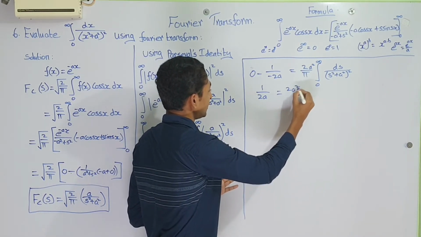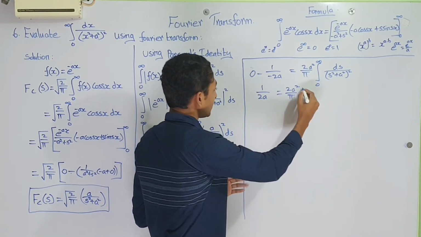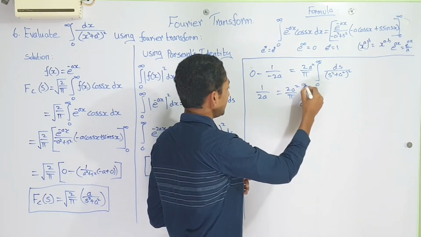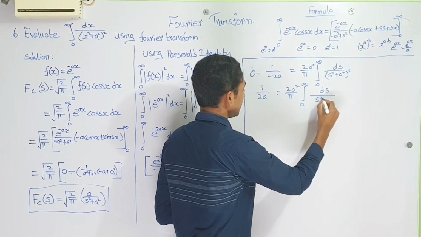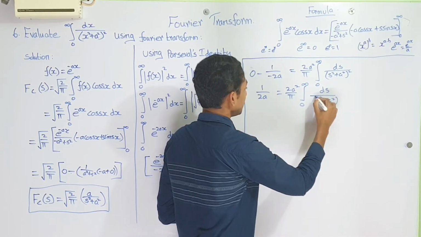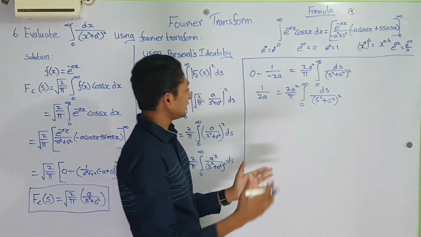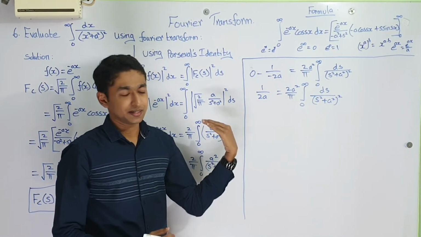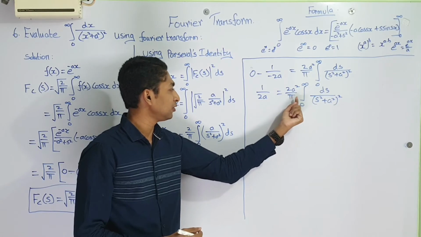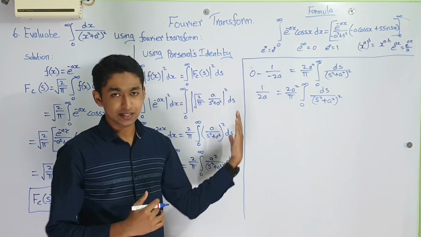2a square divided by pi, integral 0 to infinity, ds divided by a square plus a square the whole square. In the next step we are going to take 2a square divided by pi to the left hand side. So that term, 2a square divided by pi, when will we take it to the left hand side.